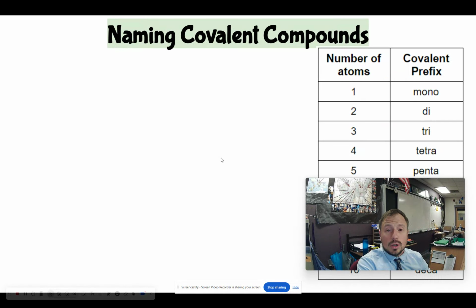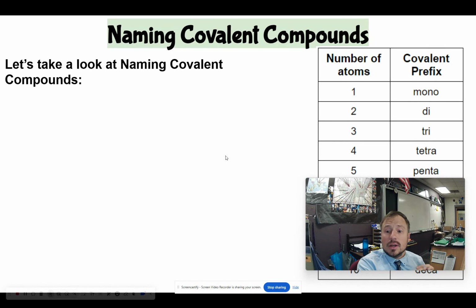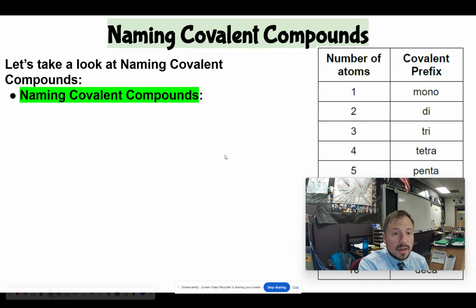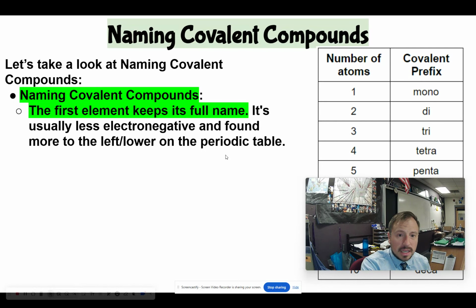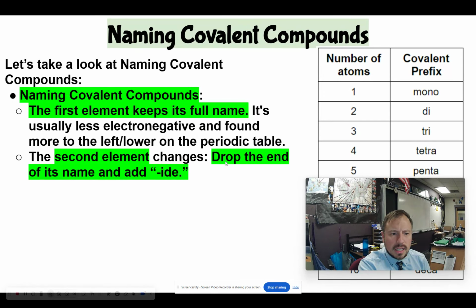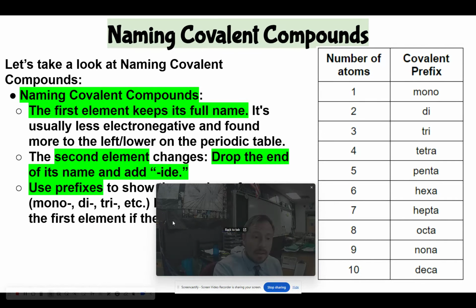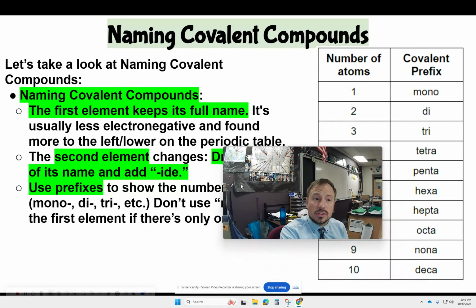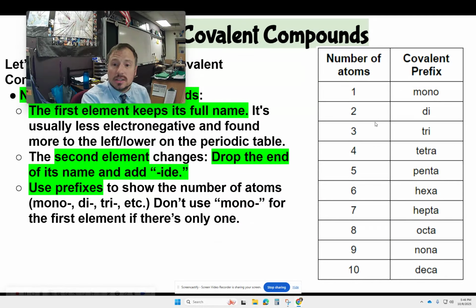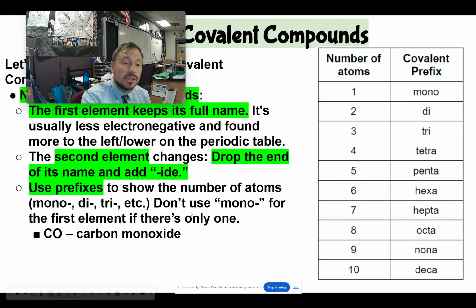Now, whether it's polar or regular covalent, naming covalent compounds is going to be the same for all of them. The first element is going to keep its full name, and it's usually the less electronegative, found more to the left and lower on the periodic table. For the second element, you drop the end of its name and add "ide." And then you use these prefixes. You can see these prefixes over here. The only exception that might throw you off is you do not use mono for the first element if there's only one.